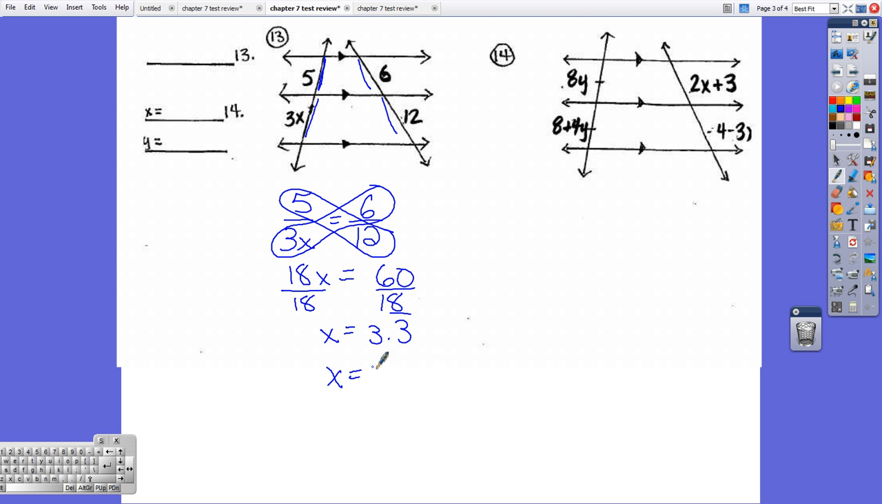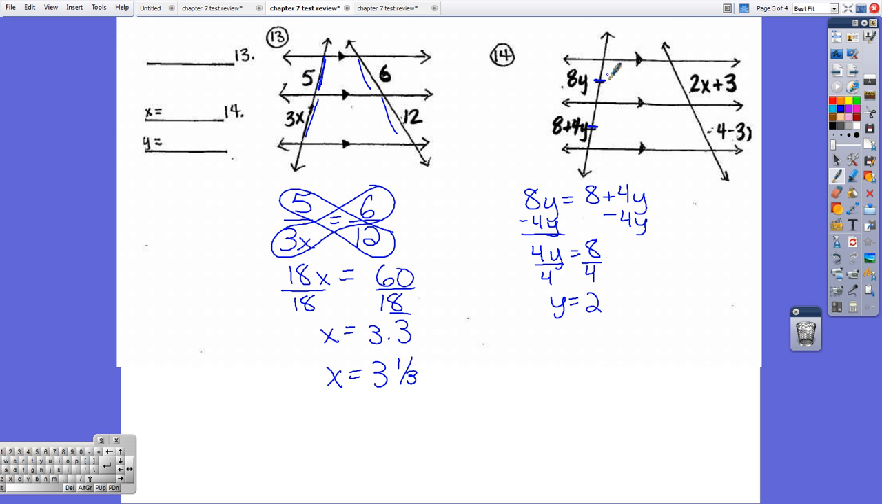And this one, this little mark here says that they are equal. So I'm going to have 8y equals 8 plus 4y. I'm going to subtract 4y. That gives me 4y equals 8. Divide by 4. Y equals 2.